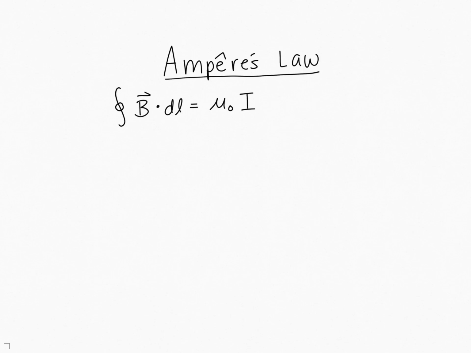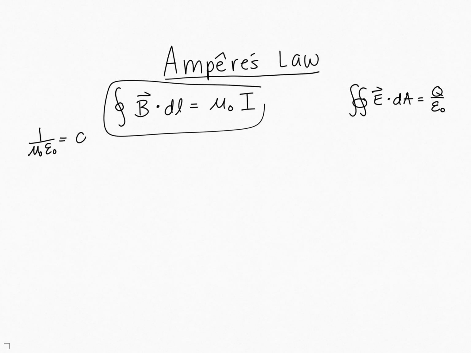Now this may seem familiar to Gauss's law, which has to do with electric fields, which has the double integral of E dot dA equal to Q over epsilon 0. Now the way epsilon 0 and mu 0 are related is that 1 over the square root of epsilon 0 times mu 0 is equal to c, the speed of light. So we have Ampere's law. Now what does this mean?